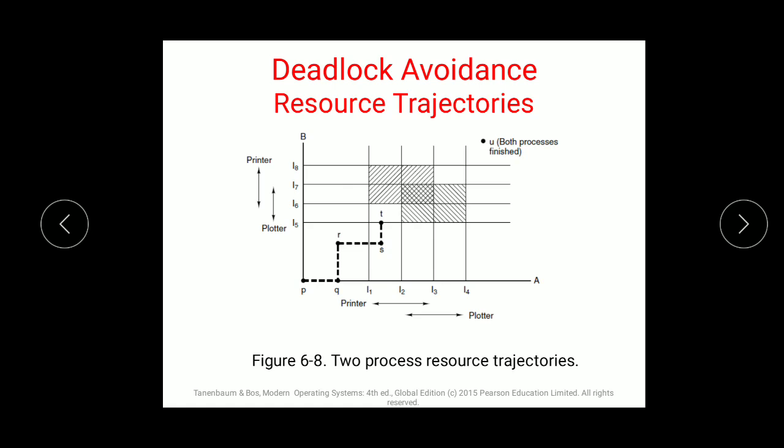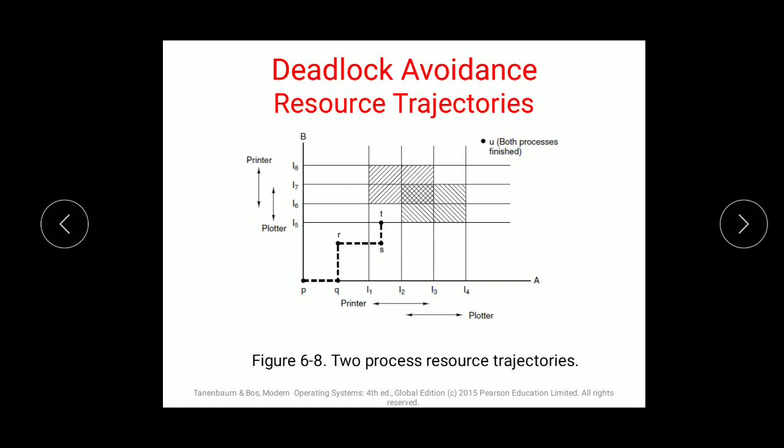Next is deadlock avoidance and resource trajectories. So what is deadlock avoidance? What can be done to avoid deadlock? We can take some preventions so that deadlock will not occur. Two resource trajectories show where it is getting concluded and how we can do that. Deadlock avoidance requires that the system has some information available upfront. So to avoid the deadlock, the system should have some information beforehand.